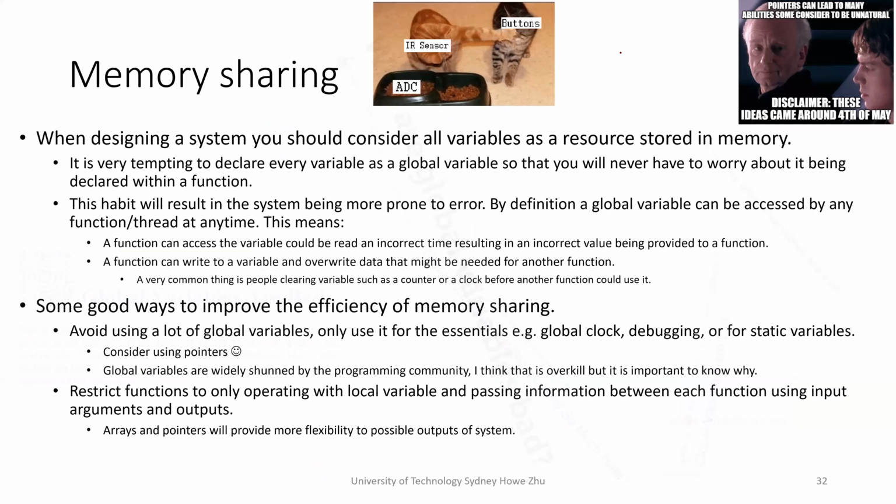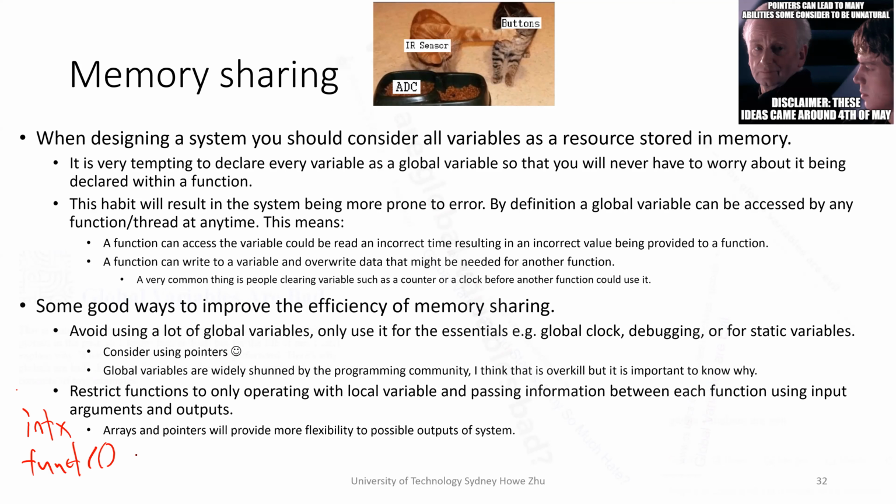Okay, so another thing to think about is memory sharing. We've already covered why not to use global variables, but you also want to think about how to efficiently pass variables between each other. What a lot of people do is declare a lot of global variables. So maybe they do int x and they do function one.